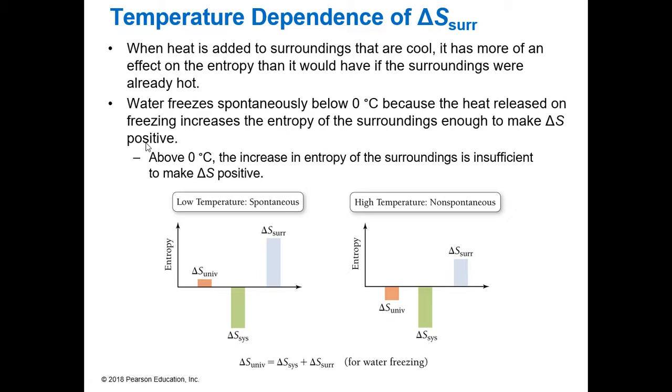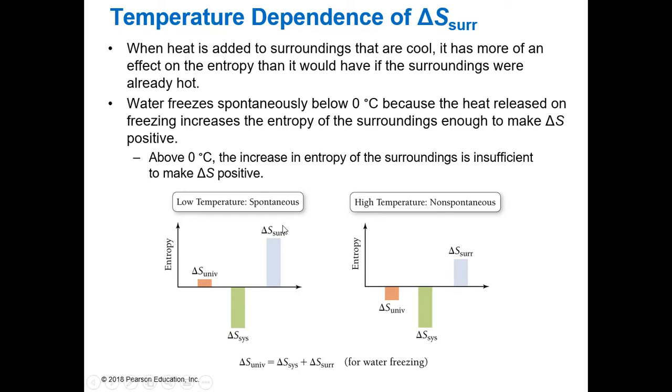So let's take a look at what that means. Over here, we are at low temperatures. We know our system is getting more ordered, isn't it? It's going from a liquid to a solid when it freezes. So the entropy of the system is always going to decrease. If we're at a low temperature, our delta S of our system is going to decrease. If we're at a high temperature, our delta S of our system is going to decrease. It's always going to decrease when we go from a liquid to a solid.